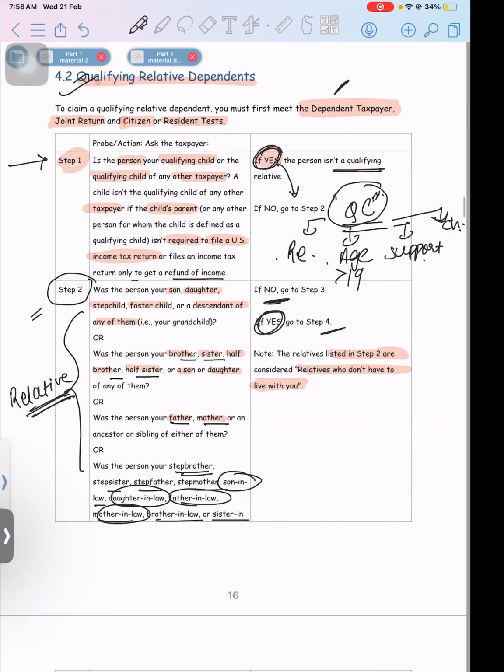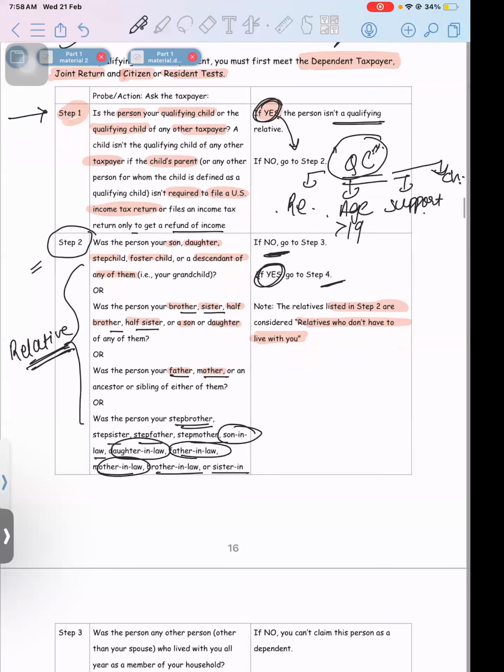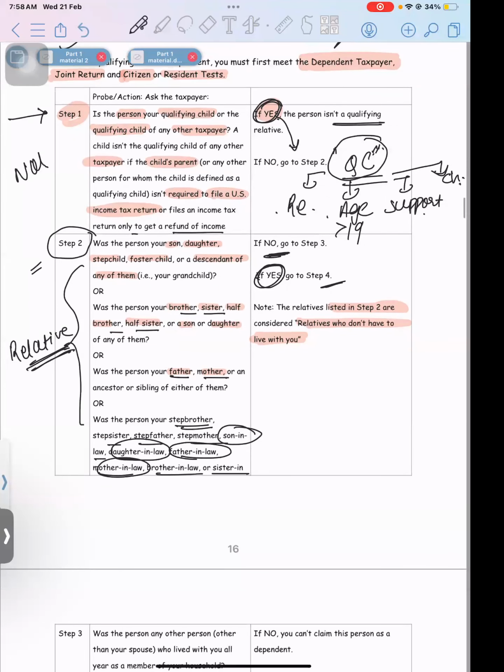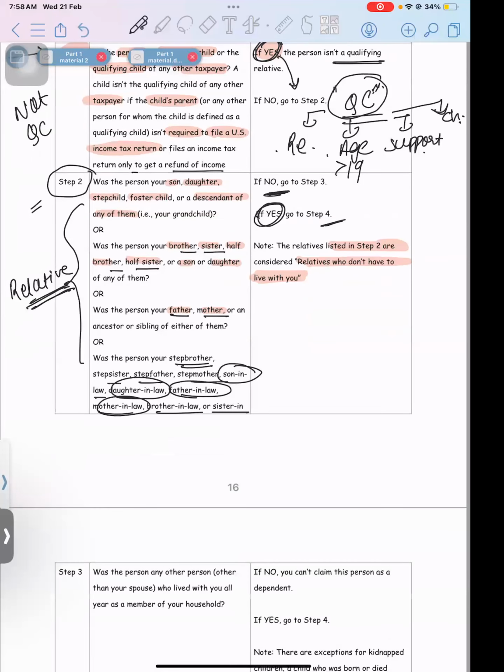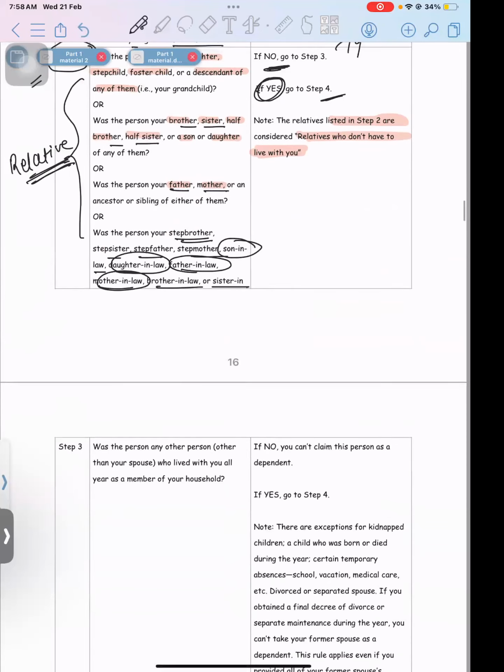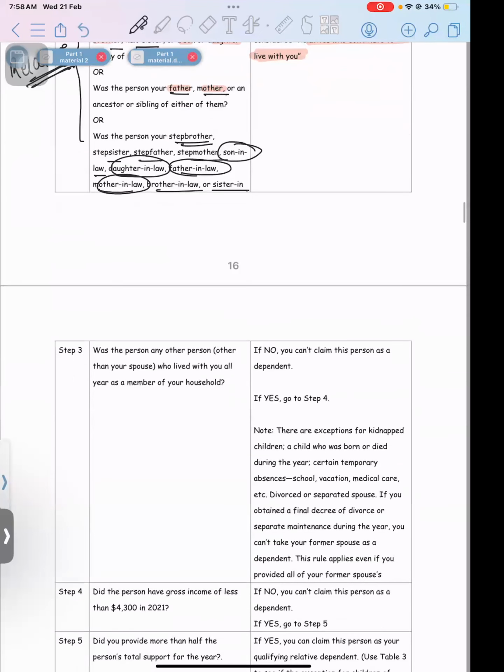I hope this much is clear. Step 1, we have seen that the person should not be a qualifying child. I just wrote it down in short form. Second, it should be a relative. The definition of relative is given. Now, third step, we are going to check if the person is not a relative, was the person any other person who lived with you all year as a member of your household.